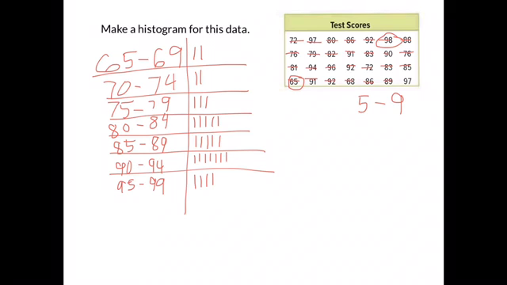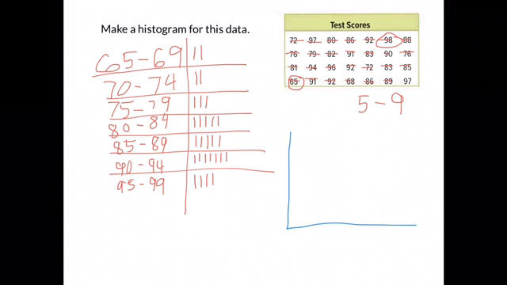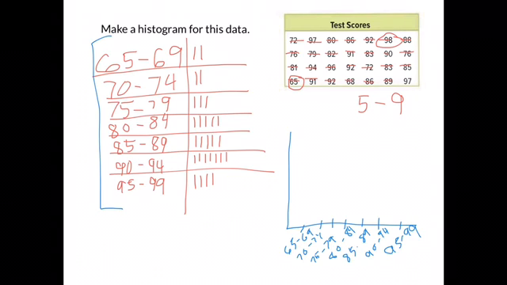Now I can start making my histogram. My first step is to make the X and Y axes. And then I'm going to put my categories on the bottom. So I want you to pause the podcast and do that on your own right now. Now I have my categories on the bottom. And on the side, I'm going to write my frequency, or how many times each one of these occurs.